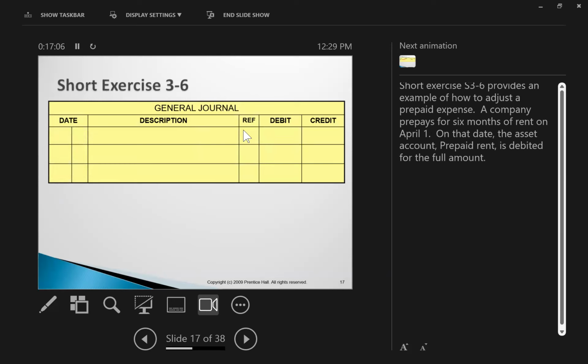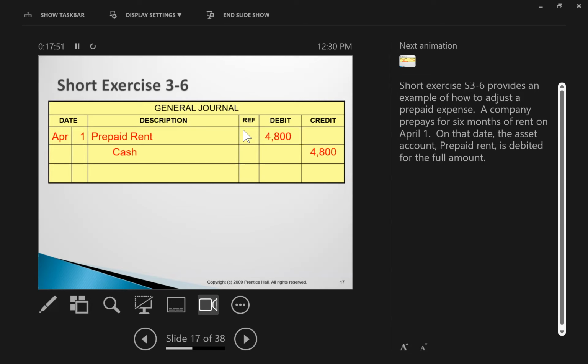So here's a short exercise. It provides an example of how to adjust a prepaid expense. A company prepays for 6 months of rent on April 1st. On that date, the asset account, which we're going to call prepaid rent, because that's the name of the account, is going to be debited for the full amount. So let's say we paid $4,800 for 6 months' rent. I have to recognize this as an asset because I've received it and it's going to have a future value to me.